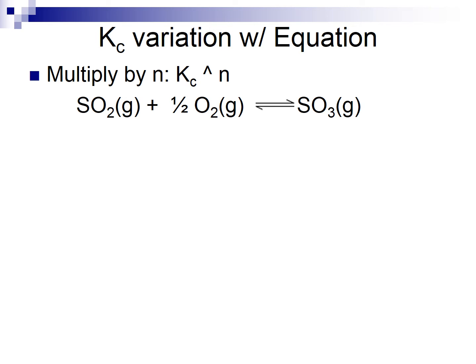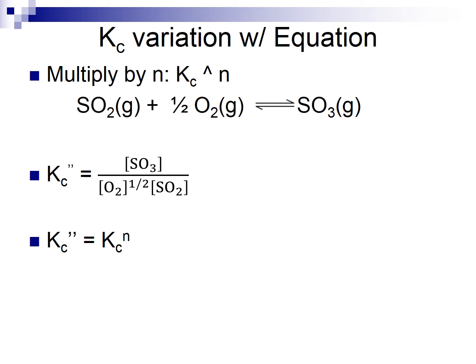If I multiply my equation by a value of n, I'll raise the Kc value to the nth power. So if I take my equation and I multiply it by 1/2, I'll get, instead of 2SO2, SO2 plus 1/2 O2, producing 1 SO3 instead of 2. What this does then is produces a Kc double prime of SO3 over O2 raised to the 1/2 power, times SO2 raised to the 1 power. Doing this numerically gives me a Kc double prime equal to Kc raised to the nth power. In other words, Kc raised to the 1/2 power in this case.